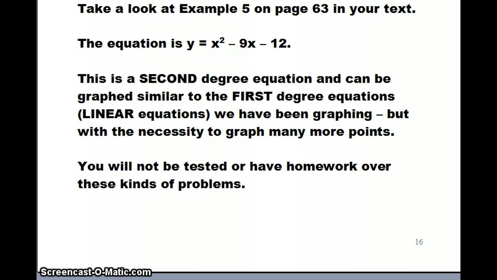On your homework, problems 15 and 17 are similar to the one that you just worked and checked your answer on. On those two problems, I would probably just do the 2 points: choose x equal to 0 and solve for y, then y equal to 0 and solve for x. If you take a look at example 5 on page 63 of your textbook, you'll see an example of a second degree equation. You can see how much more difficult this is to graph. All the ones that we're going to be graphing are like the ones that you've done already.